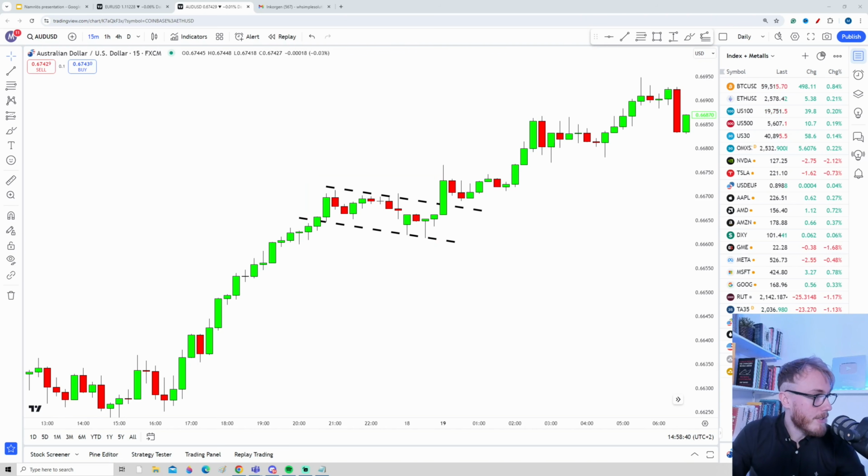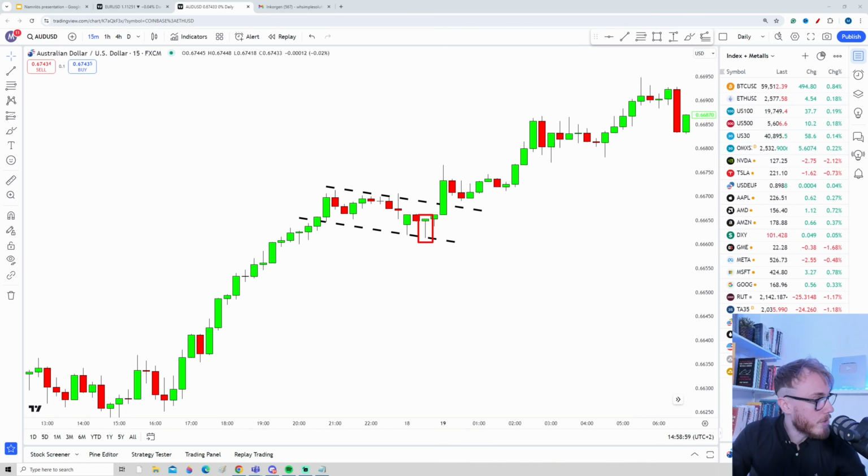But what about the entry here? Well, let's talk about both the entries. So one entry point is to try to enter at the support. And in this specific pullback, I do think this right here was the best entry. Because first of all, you can see that the wick of this pattern just taps the support here.